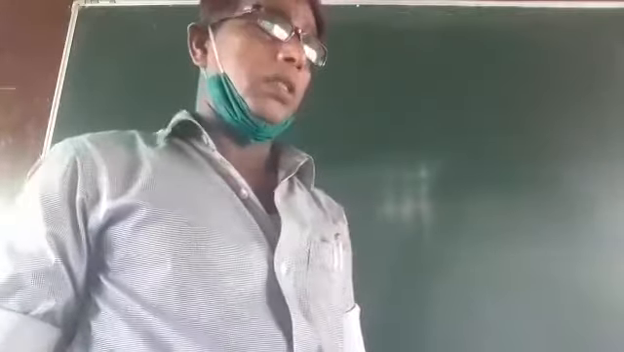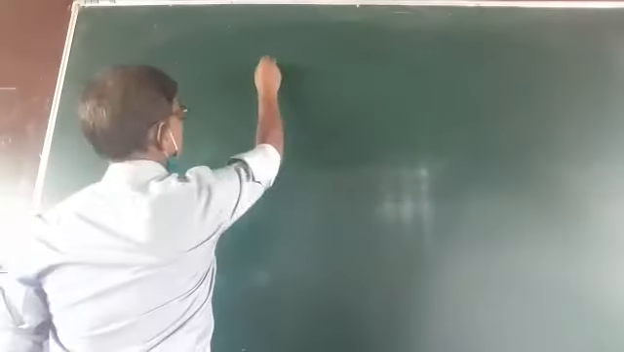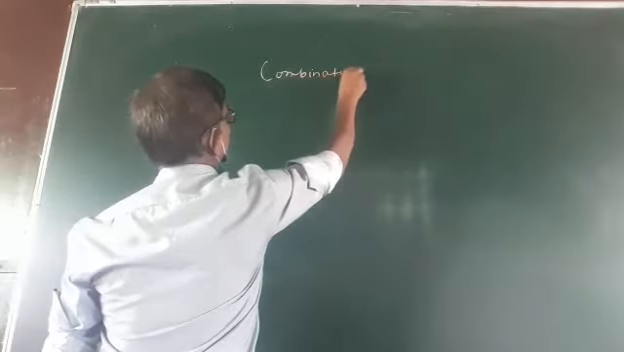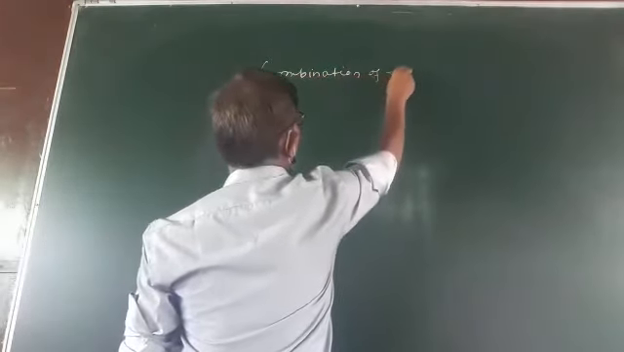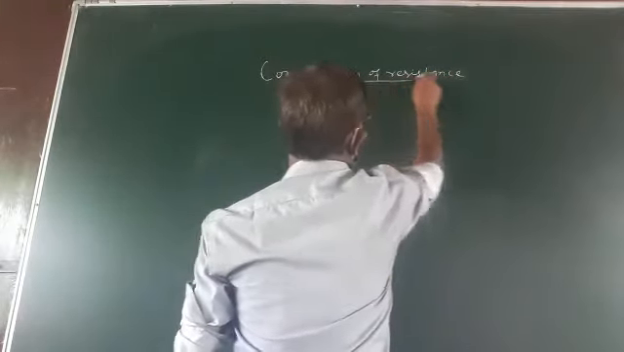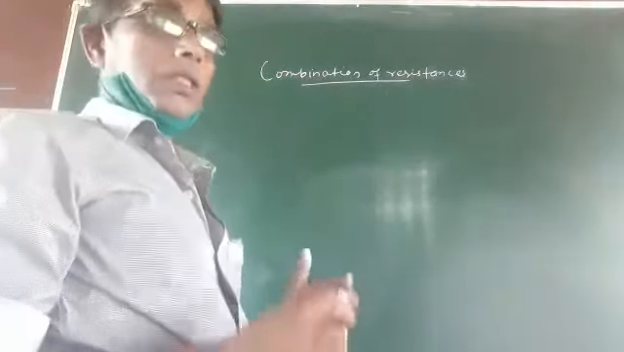Dear students, after explanation of resistance and resistivity, next topic is combination of resistance. This means if two or more resistances are given, how to combine these resistances. How resistances are combined together, connected together.